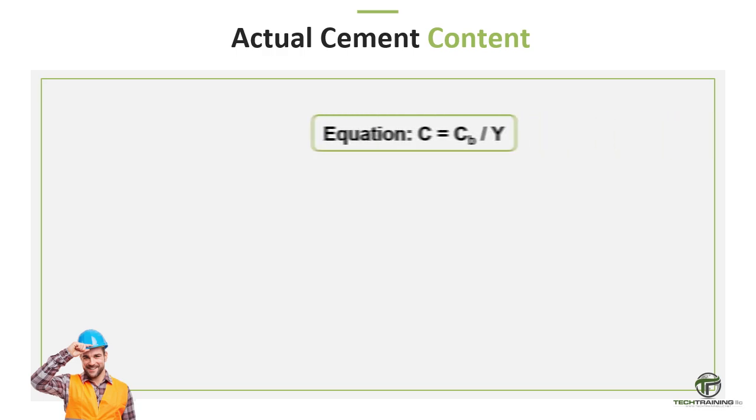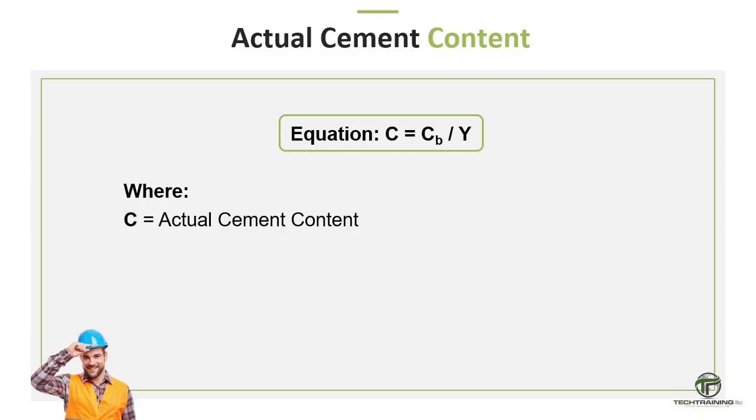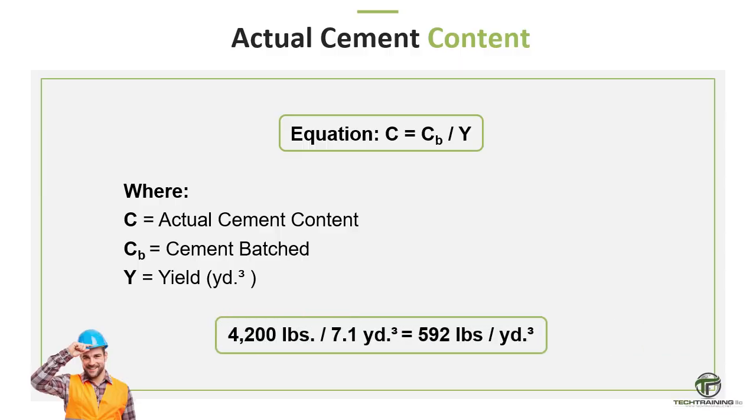The equation for cement content is C equals C subscript B divided by Y, where C is the actual cement content, C subscript B is the total cement batched, and Y is the yield in cubic yards. So here, the cement batched, or CB, is 4,200 pounds, 600 pounds of cement times the 7 yards of concrete for which we designed. The yield has been established to be 7.1 cubic yards. Therefore, 4,200 pounds divided by 7.1 cubic yards equals 592 pounds per cubic yard.